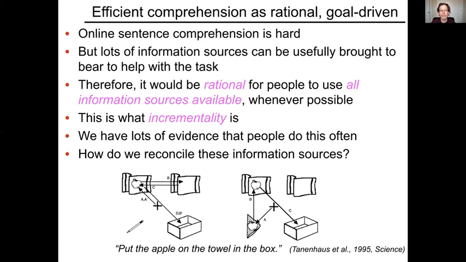Given the combination of the intrinsic difficulty of online language understanding with the availability of many information sources that can be usefully brought to bear to help with understanding, a good picture in the context of rational analysis is that we should be using all information sources available whenever possible. By assumption, we have those information sources. That's the environment that the agent is in. Those information sources are in the environment. And on the assumption of minimal computational limitations, there's no reason we shouldn't be deploying all those information sources because they may be helpful. And so that's a rational view of language understanding.